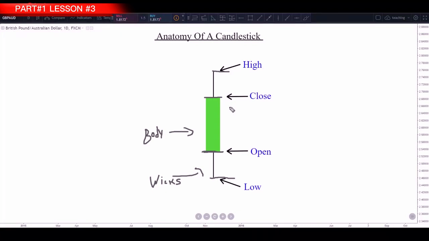So the two major parts of the candlestick are the body of the candle, which is shown by the filled in green part here, and the wicks of the candle, which are shown by these two lines at the top and the bottom. These two major parts of the candlestick represent four different things we have to pay attention to, which are the open, low, high, and close of the candle.